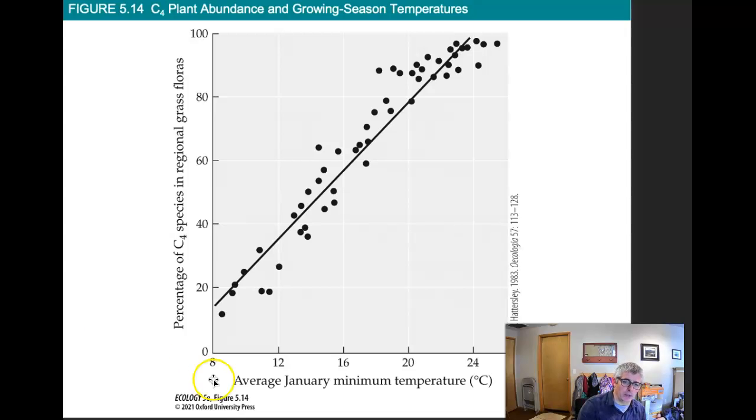This is an interesting graph looking at the average July minimum temperature and then the percentage of C4 plants in the regional grass floras. And so if your July minimum temperature, which is kind of like the minimum temperature of the year, is quite high, you have almost entirely C4 plants, whereas if that July minimum temperature is quite low, you tend to be dominated by C3 plants.